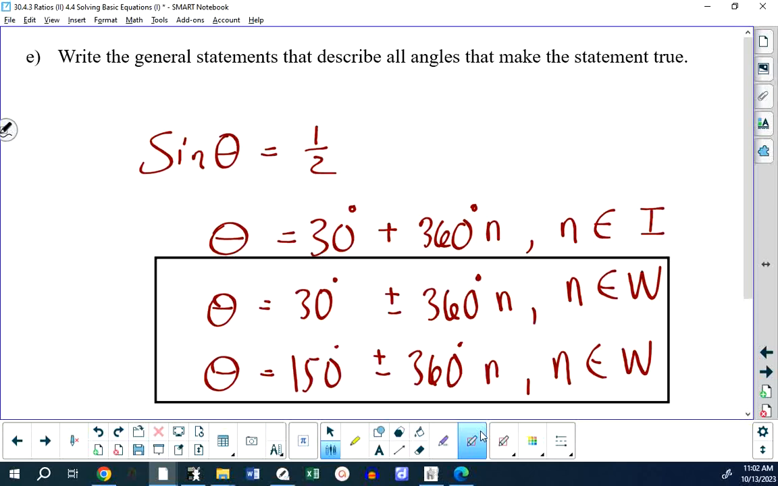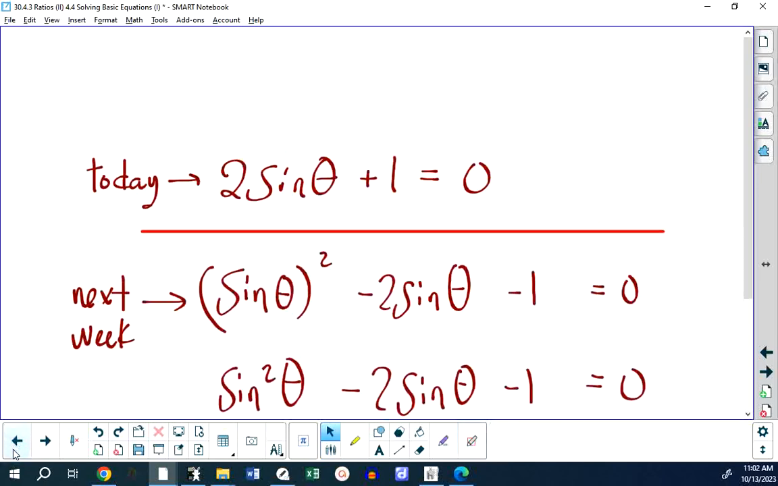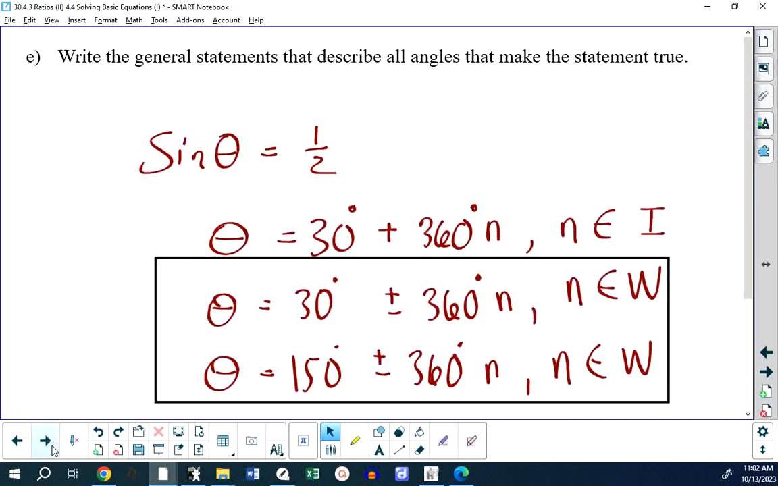In other words, I could have also written 150 degrees plus 360 degrees n, where n is an integer, but I chose to go with the whole numbers. Any questions with E? Okay. So what we've actually done here is we've solved this equation. This equation, sine of theta equals 1/2, has a solution, and the solution is in the box.